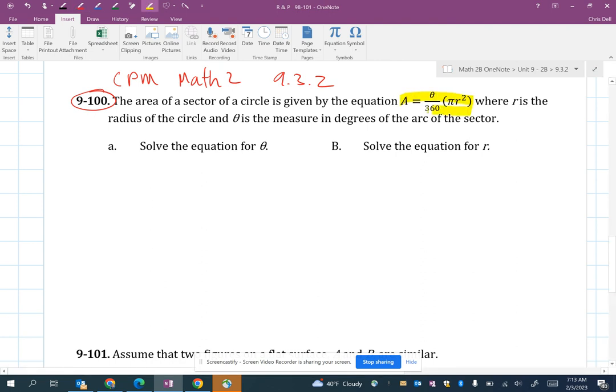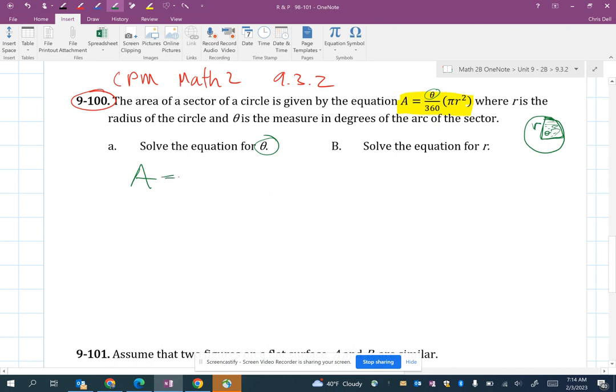So we know that this is the formula that finds the area of a sector, right? Just as a reminder, an area of a sector is if you knew the central angle, you would be able to find the area of all of that piece of pie. That's a sector, okay? Our theta is that central angle. R, of course, is the radius, okay? And then there's some numbers within there, pi and 360. So where it says R is the radius and theta is the measure of degrees of the arc of the sector. Okay, so it wants us to solve for theta.